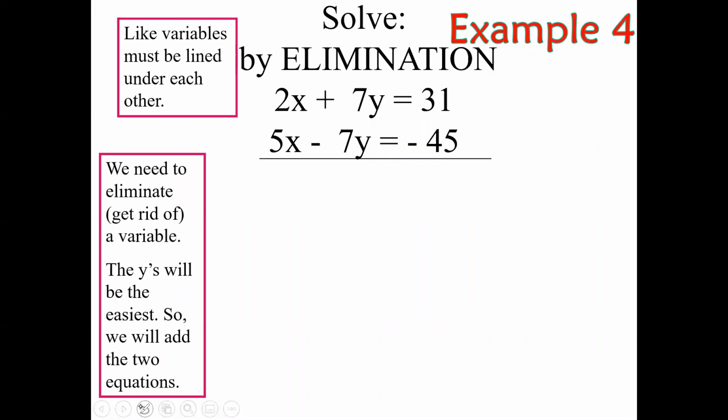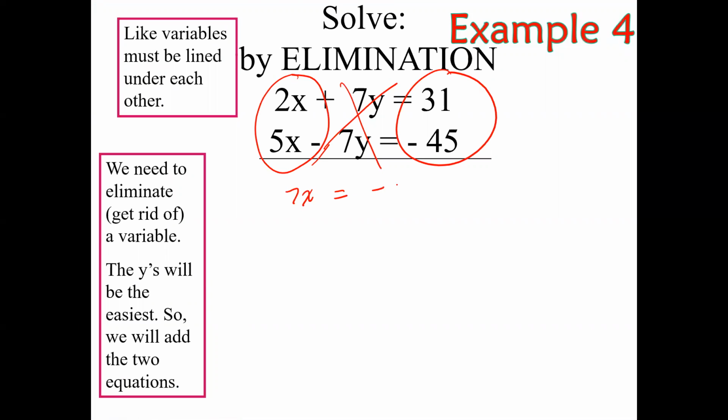Okay, example 4. First things first, which one do we cancel? Well, it looks like there's a positive 7, negative 7. So I'm doing boom, just cancel that out. Add everything else together. 7x equals 31 minus 45 is a negative 14. Divide by 7 on both sides, x equals negative 2.